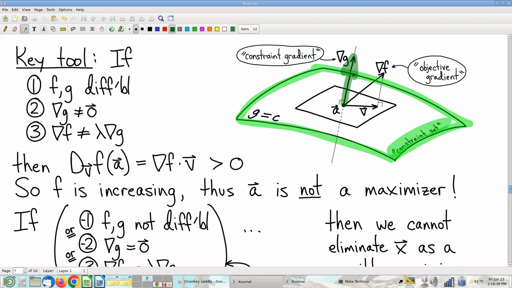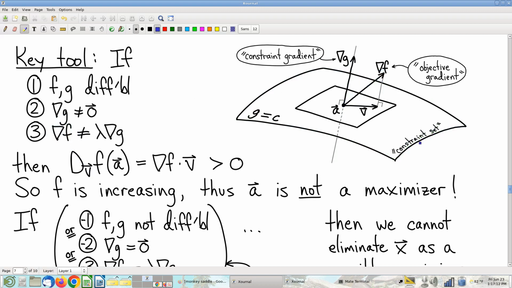And now let's further assume, keep in mind we've got our constraint gradient like this, a non-zero vector pointing perpendicular to the surface. Let's further assume that my objective gradient is not a multiple of the constraint gradient. If it's not a multiple, that means it can't be anywhere along that line that's defined by the constraint gradient. It's got to point off axis, if you will. Okay. So there's our picture.